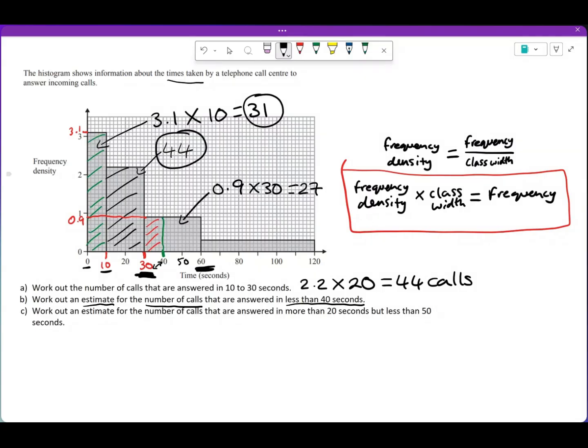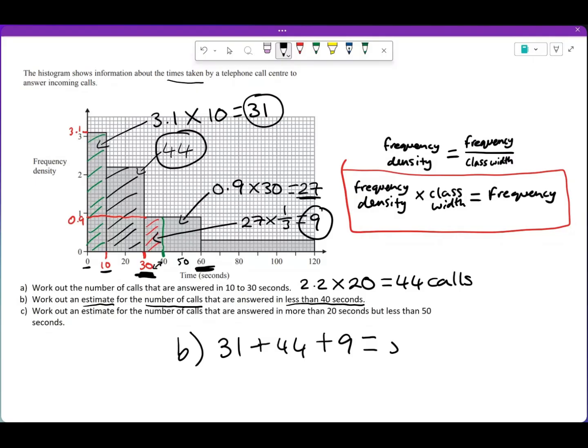And then specifically for my red shaded region, which I'm interested in, I want to take this 27 and I'm going to divide by 3 because I want 1/3 of my bar. Or in other words, we're going to multiply by 1/3. Okay, and that comes out as equal to 9. So that's the frequency of my red region. So therefore, to get my final answer to part B, I need to do all those circled numbers added together. So that would be the 31, which is the entire frequency of the first bar, plus the 44, which is the entire frequency of the second bar, and then plus the 9, which is 1/3 of the entire frequency of my third bar. So that's going to give me a final answer of 84 calls.